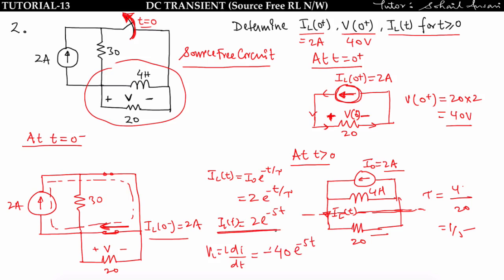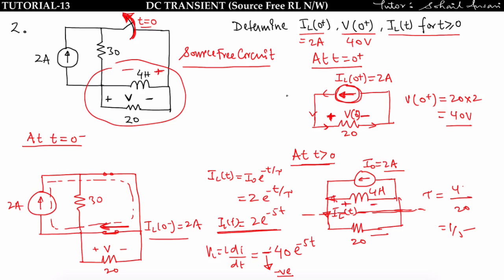Differentiate this inductor current, you will get this much. Here also you are getting the inductor voltage in the negative direction. Why? Because for t greater than 0, this inductor will behave like an active element and all the energy present in the inductor will get dissipated across the resistor. Hence the polarity of voltage gets reversed.